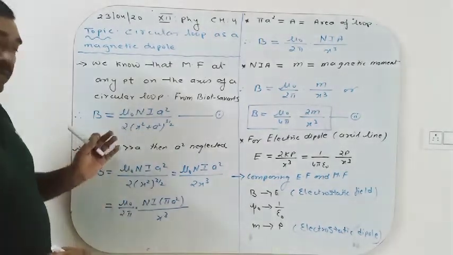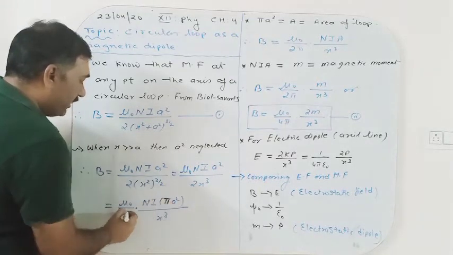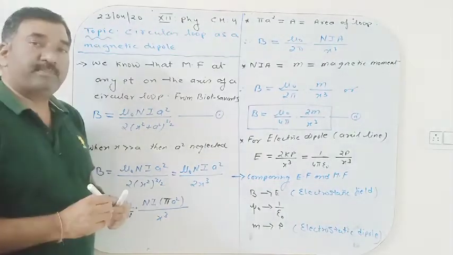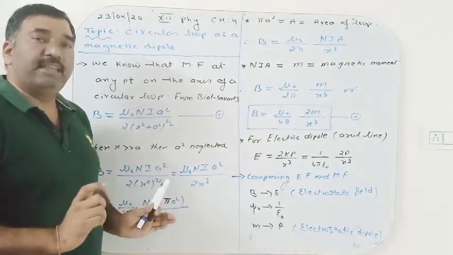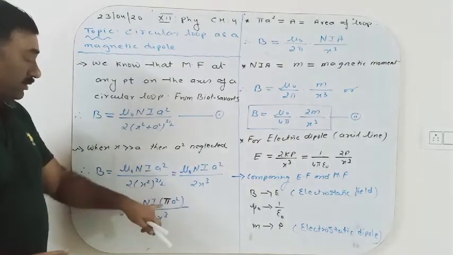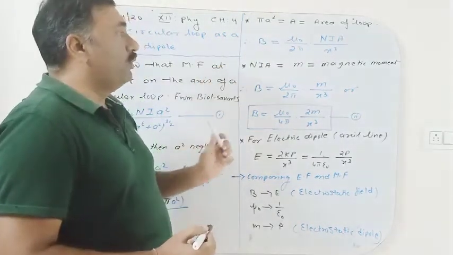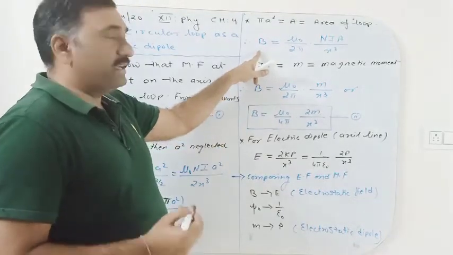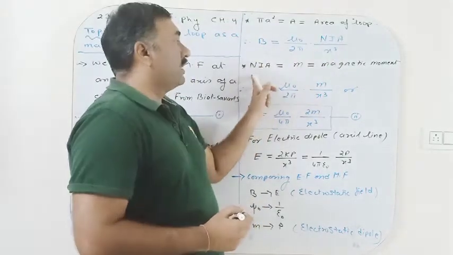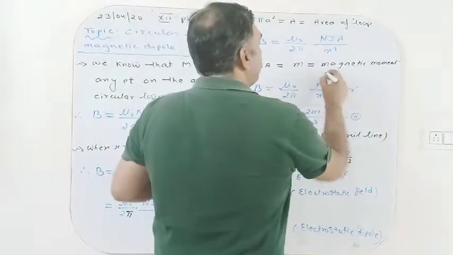Now we are doing simple multiplication. We multiply and divide by pi in the numerator and denominator, because we want the magnetic moment, which is N I A. A is the area of the coil, and for a circle the area is pi r square. That's why we multiply pi in both numerator and denominator. Pi a square is the area of the loop. Therefore the magnetic field becomes mu naught upon 4 pi into N I A, where N I A is the magnetic moment of the current loop.